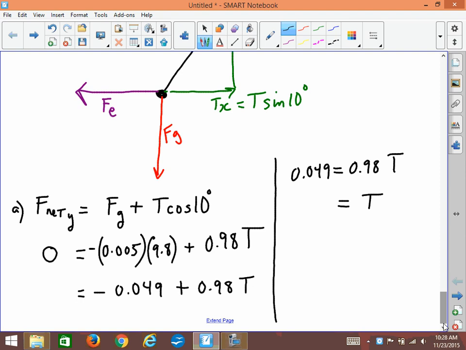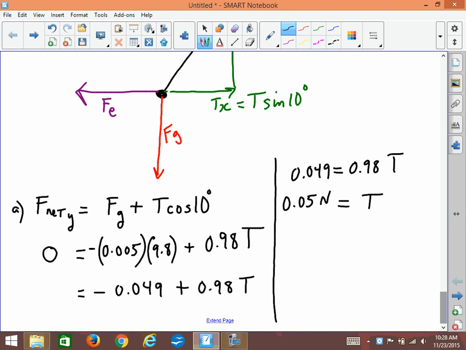0.049 divided by 0.98. It's a very small number, 0.05 newtons of tension in the spider web. It is a spider web, after all. Apparently stronger than steel, pound for pound, but still very thin. So that's the answer to part A: what's the tension in the spider web?